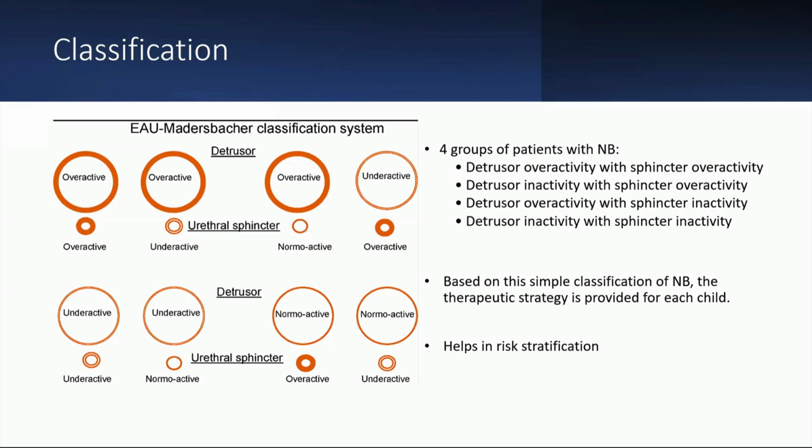So both the detrusor and sphincter may be either overactive or underactive, resulting in four different combinations. Of all these four types, the combination of sphincter as well as detrusor inactivity is inherently safe, in the sense that if left untreated, it will not lead to upper urinary tract damage, although it does result in incontinence and increased rates of UTIs.